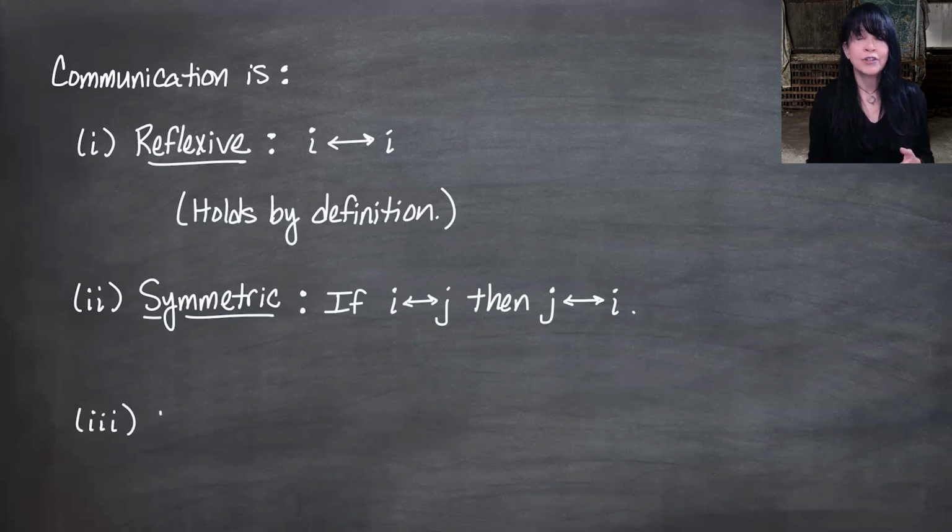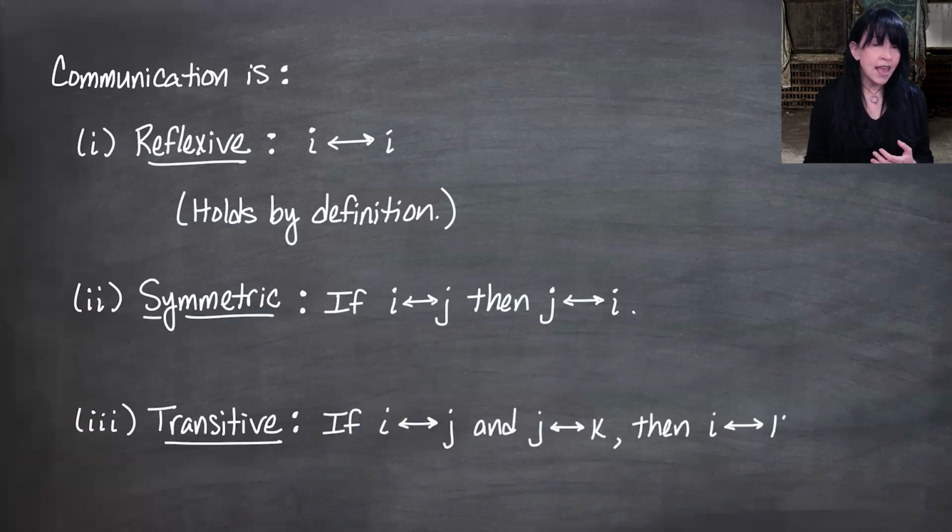And finally, to have an equivalence relation, you need a transitive property. In the context of communication, this just says that if I communicates with J and J communicates with another state K, then I communicates with K. I think this is probably something you believe, but let's prove it. This is the only one that is not completely by definition, and we'll take a few steps to prove, although I have a feeling you believe this already. Let's try to prove it.